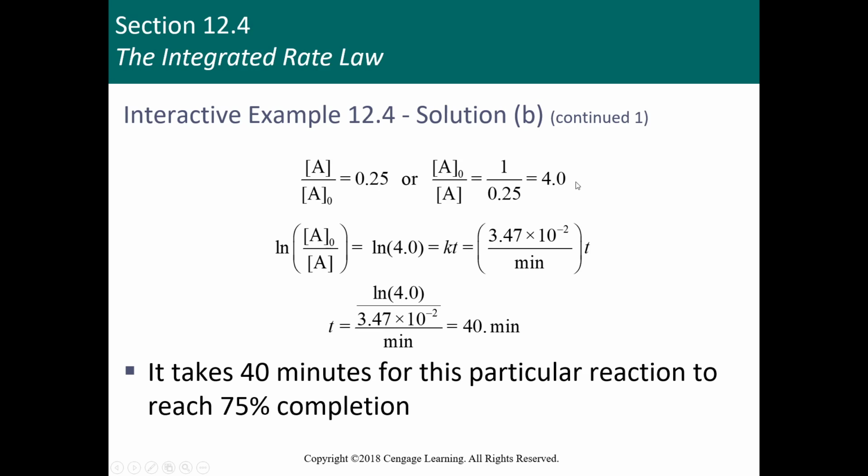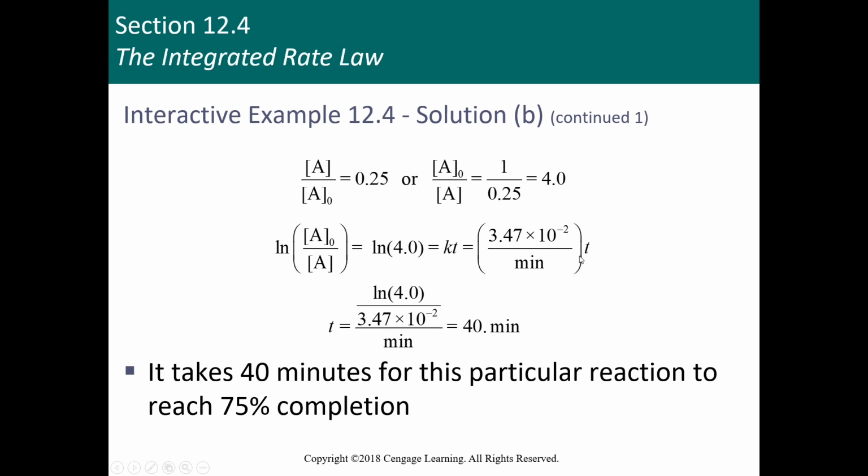So the inverse of that is 4. Right here, then, we could plug that in. So we take, again, our integrated rate law. We plug that number in. This is that a0 over a, which is the inverse here, which is this one here. That is 4. So we have the natural log of 4 equals kt.